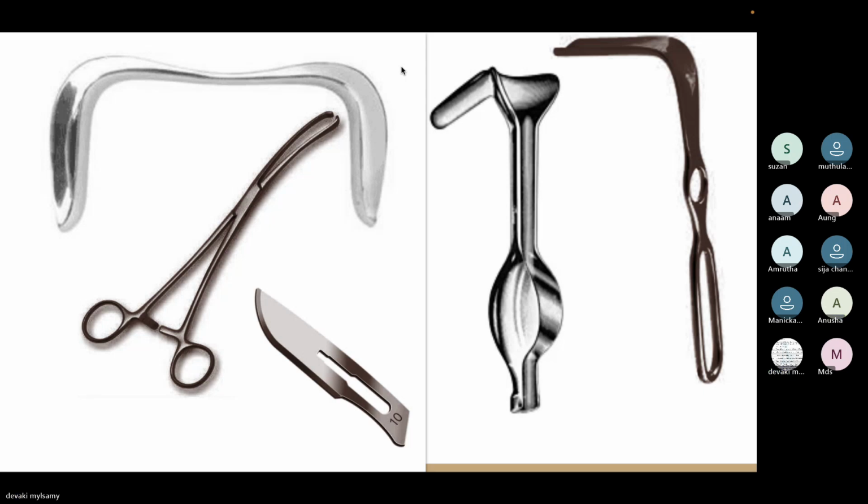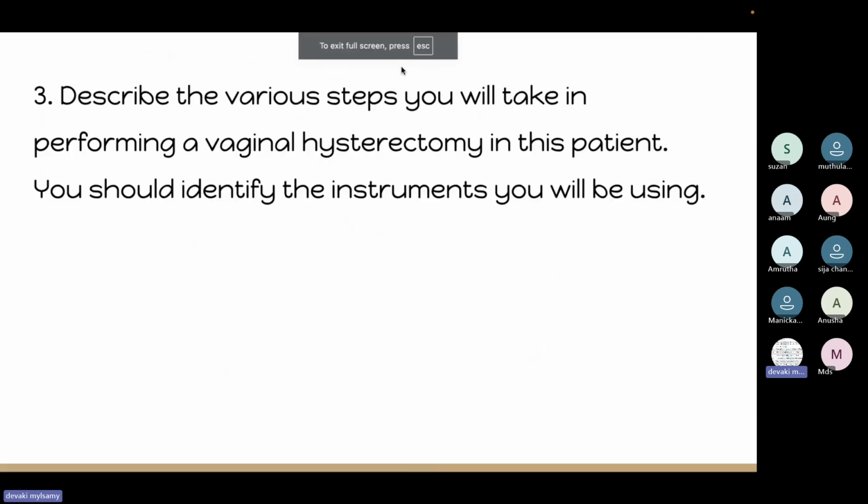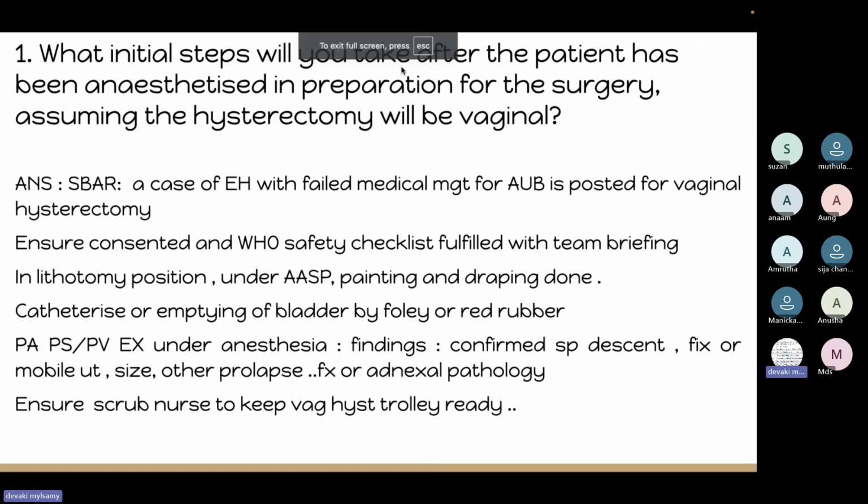Okay. So now coming to the answer key. In short, very nicely you started with the first question. It is a case of endometrial hyperplasia with failed medical management of AUB posted for vaginal hysterectomy. I would like to ensure, for the first question's answer, that the patient has been consented. If the patient is on the table, that means ensure the patient consented and the WHO safety checklist will be fulfilled with team briefing. Patient will be in lithotomy position under all aseptic precautions.